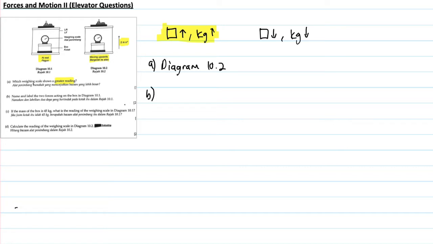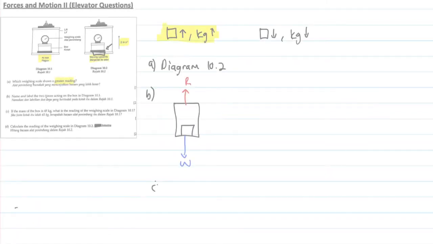Now for question B, they ask you to name and label two forces acting on the box. Since this is an elevator, the only motion they could have is up or down. So if we draw the elevator right here, the only motion you have is up or down. The right and left forces do not exist. The downward force is called weight, and the upwards force will be the normal reaction force. The normal reaction force only occurs when an object is touching the surface. Since the box is touching the surface of the lift, it has a normal reaction force. Now we go to question C.